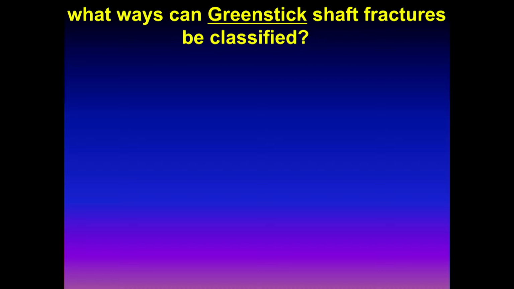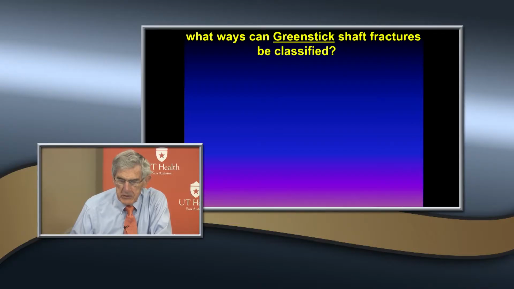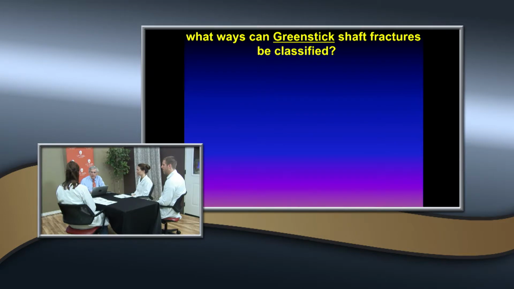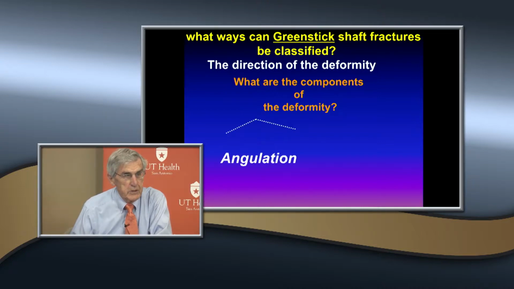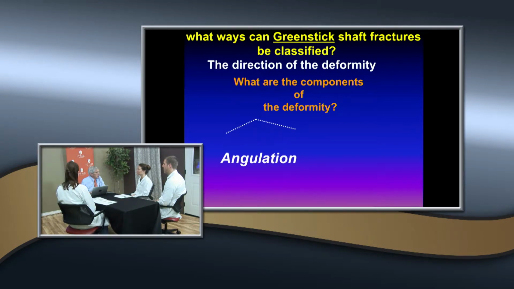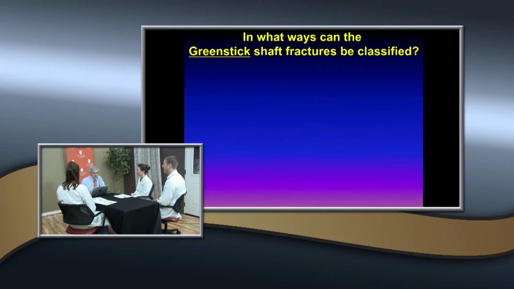Okay, now we like to do classifications, and remember, what are the classifications of green stick shaft fractures? There are two good classifications that you need to be aware of. What are they? Tension and compression? Well, in some respects they're all tension. They all fail in tension. It's the direction of the deformity. So there are components of the direction of the deformity. It's what is the angulation, and the other is what? Rotation, very good. And it's what kind of rotation that you have.